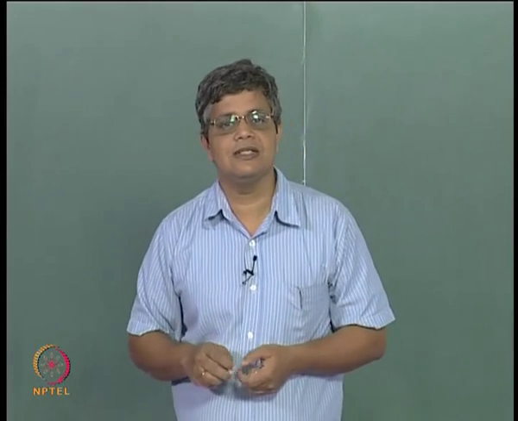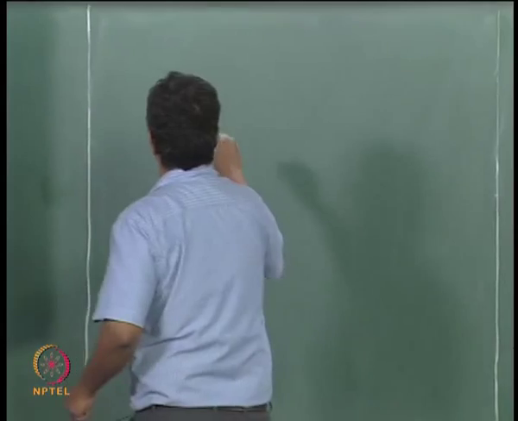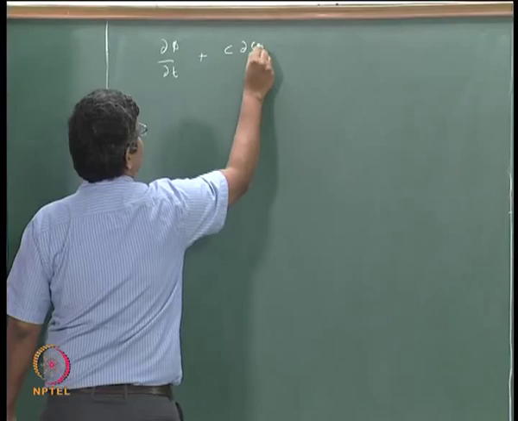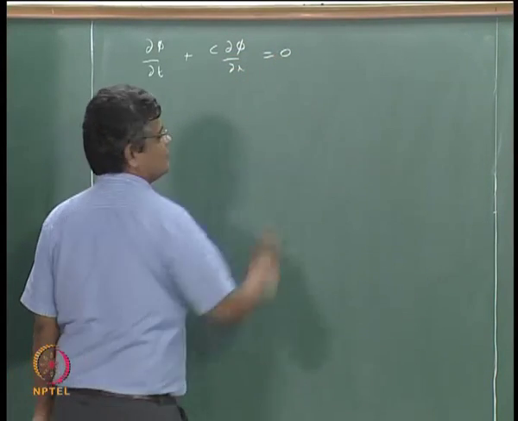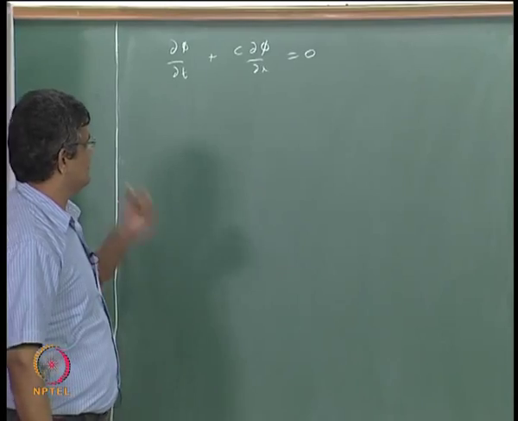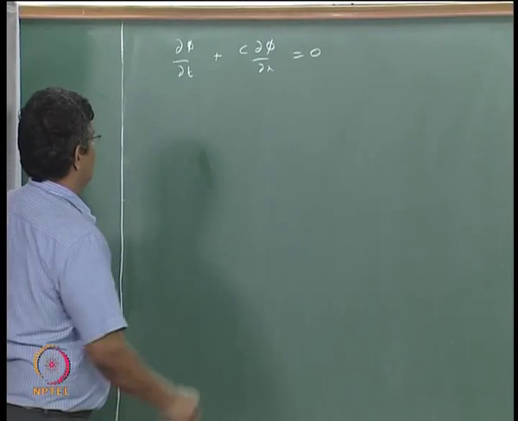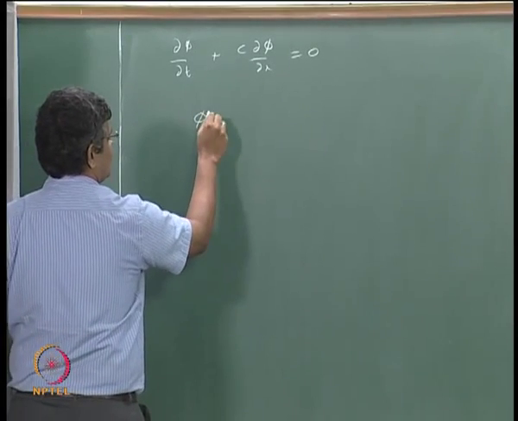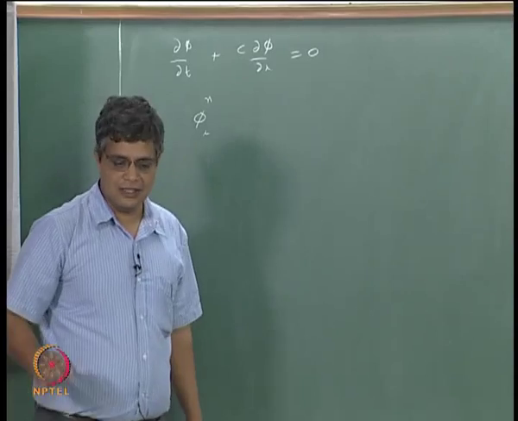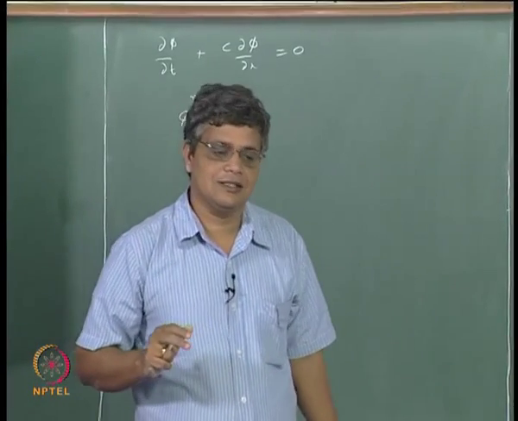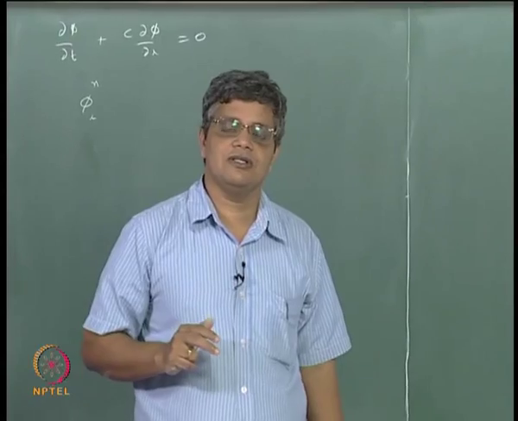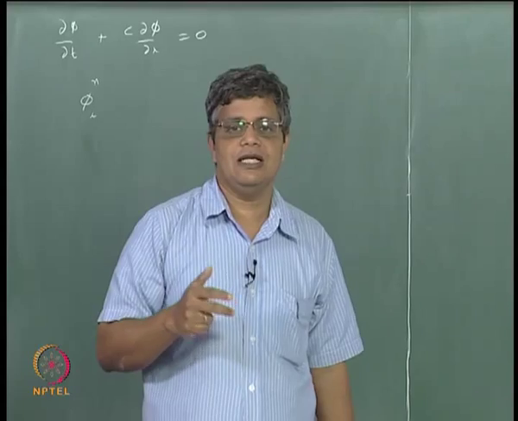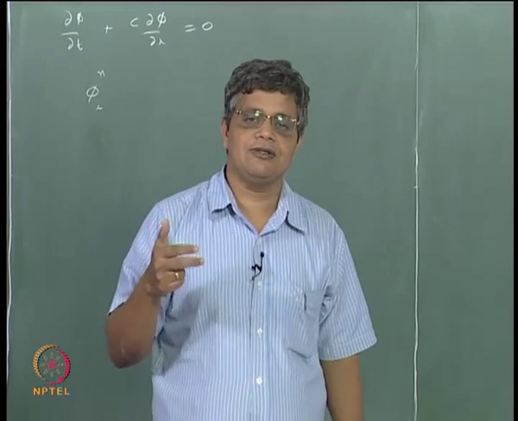So when we consider the linear wave equation, we have dou phi by dou t plus c dou phi by dou x equal to 0 in one dimensional form. According to the MacCormack method, we can go from n to n plus 1 in 2 steps. This is a stratagem which has been used by many people to go from step n to n plus 1 in 2 steps so as to increase the accuracy of the time differencing.